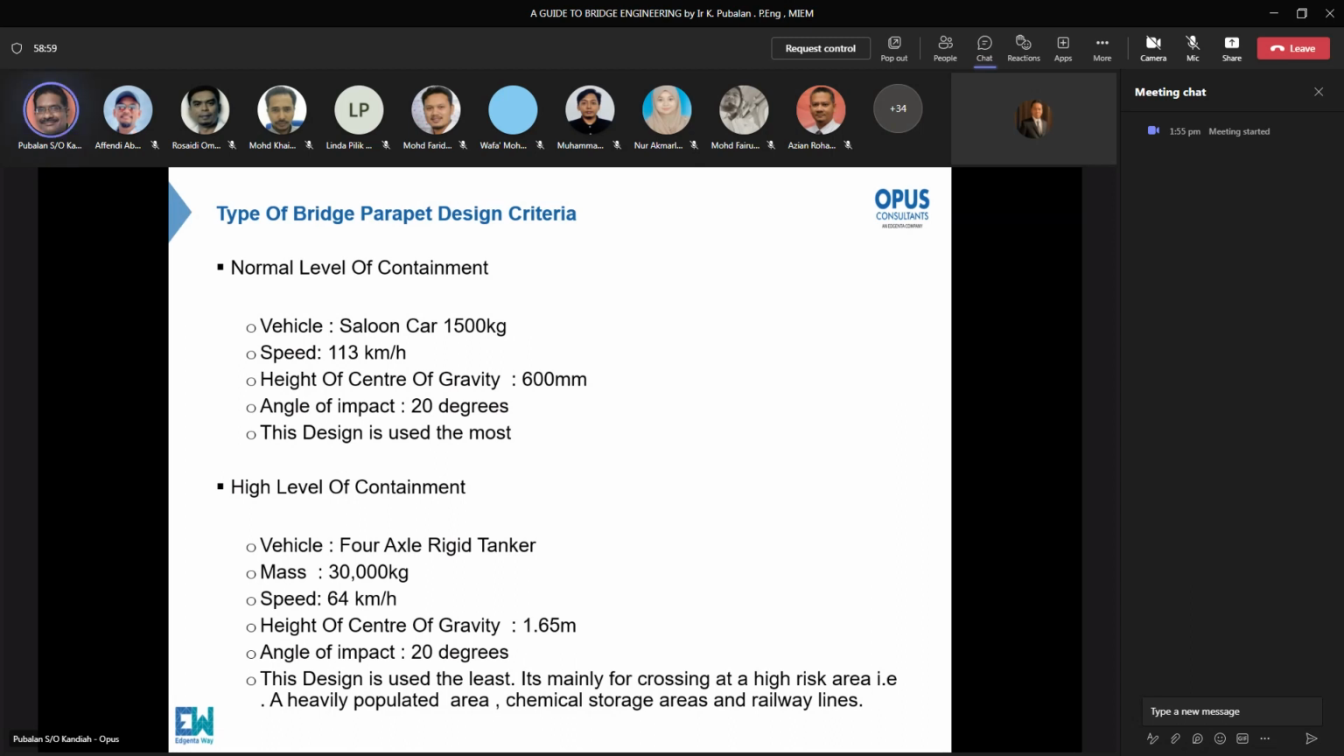So if you travel at areas where there is a railway line below, you can observe the type of parapet, and the parapet rails will be different from the type which you see at other bridges, because of the specifications required by railway authorities.